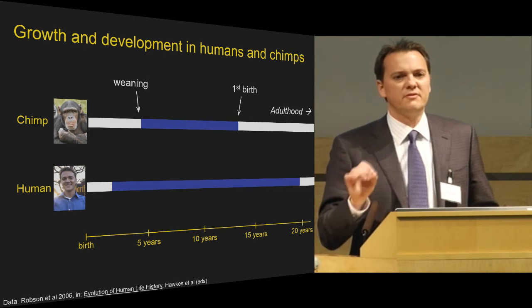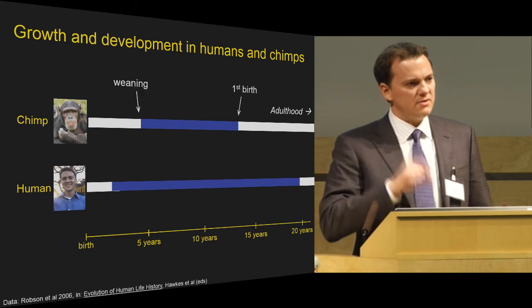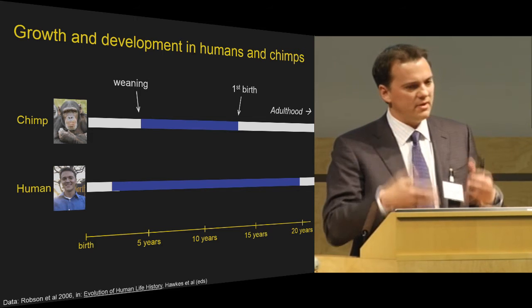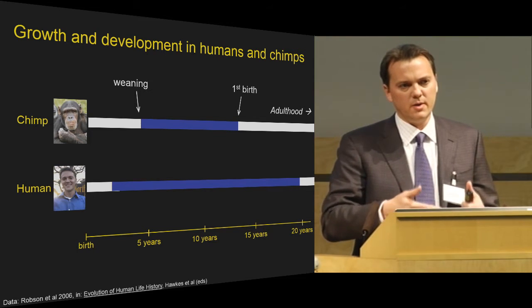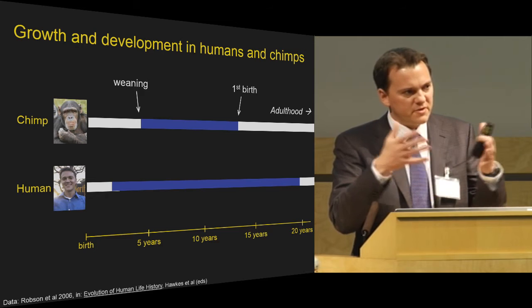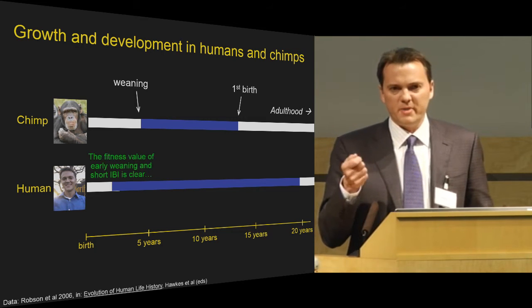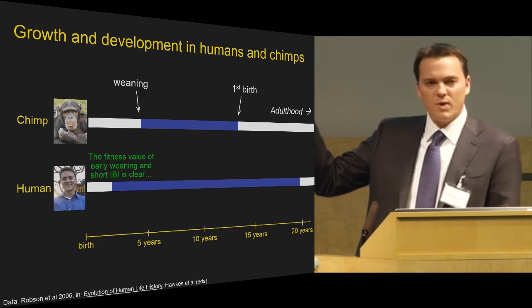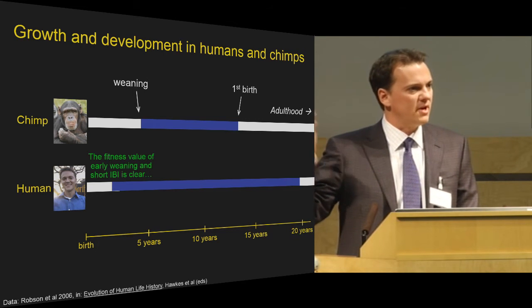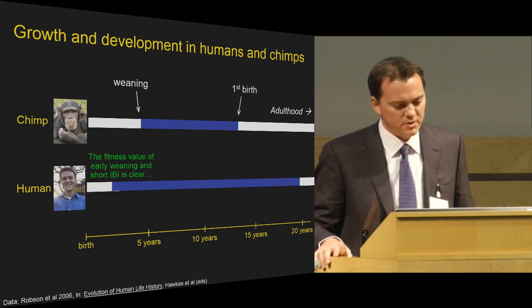Now, what this allows us to do as a species is wean early, which means ovulation resumes earlier, which means that there's a shorter interbirth interval and fertility is higher. So to evolutionary biologists, this is kind of a no-brainer why this system would persist, because there's a clear evolutionary advantage to it.